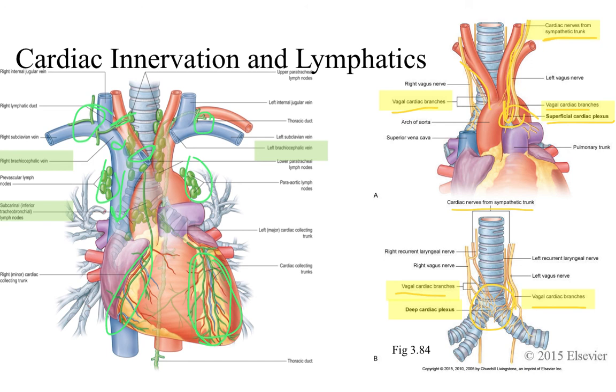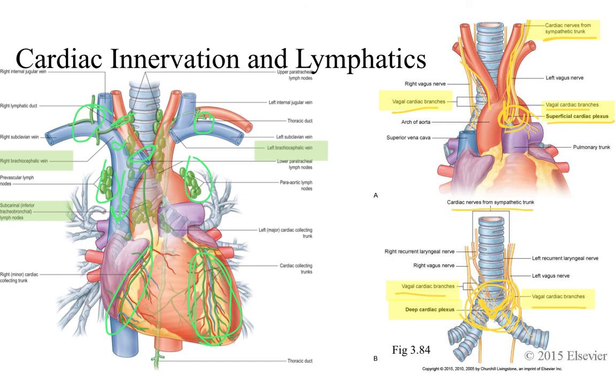And notice that the superficial cardiac plexus is right here on the anterior surface of the aortic arch, whereas the deep cardiac plexus is behind the aortic arch, on the trachea, where it bifurcates into the left and right primary bronchi at this structure, which we didn't say earlier, is called the carina of the trachea. So that's where you'll find the deep cardiac plexus.